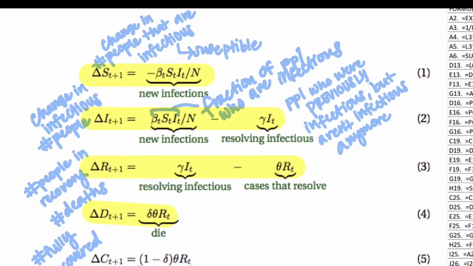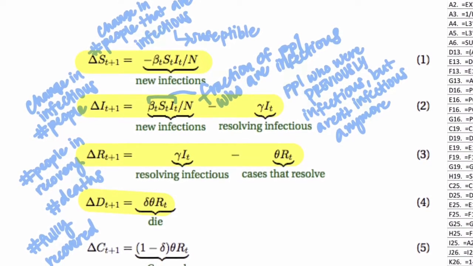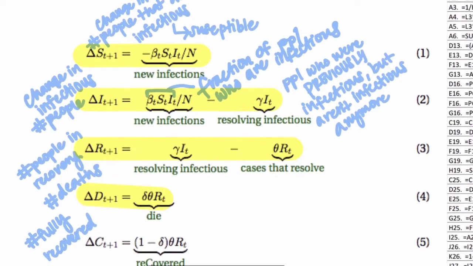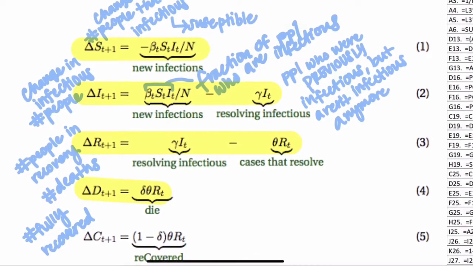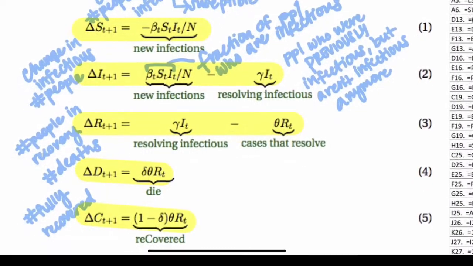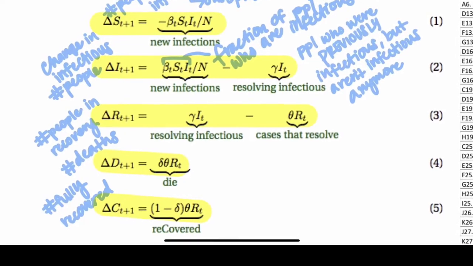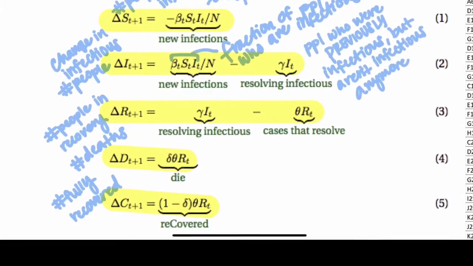The fourth equation shows us the change in the number of deaths. This illustrates the number of additional people who have died after contracting the virus. The final equation describes the number of people who have fully recovered having contracted the virus.